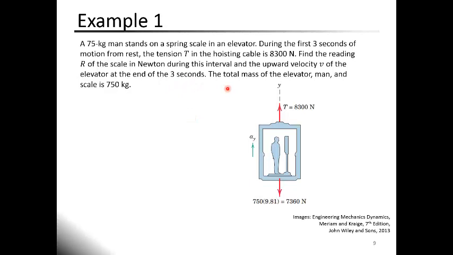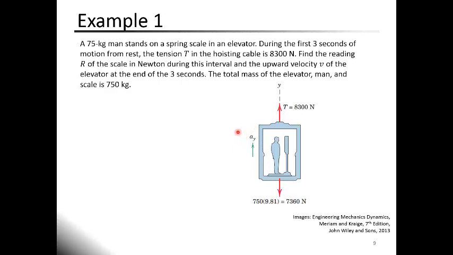The total mass of the elevator, man, and the scale is 750 kilograms. You see here that we have two forces, the weight, which is the mass multiplied by the gravitational acceleration, which is 750 multiplied by 9.81 equals 7,360 newtons. We have another force here, the tension in the cable, which is 8,300 newtons. Because the forces here are constant, we expect that the acceleration is going to be constant as well.